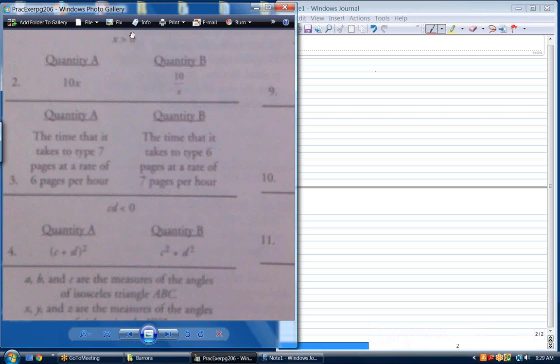X is greater than 0. What's bigger, 10x or 10 divided by x? Well, let's see. If x is 1, they're going to be the same. And then if x is 2, so it can't be determined. Okay.